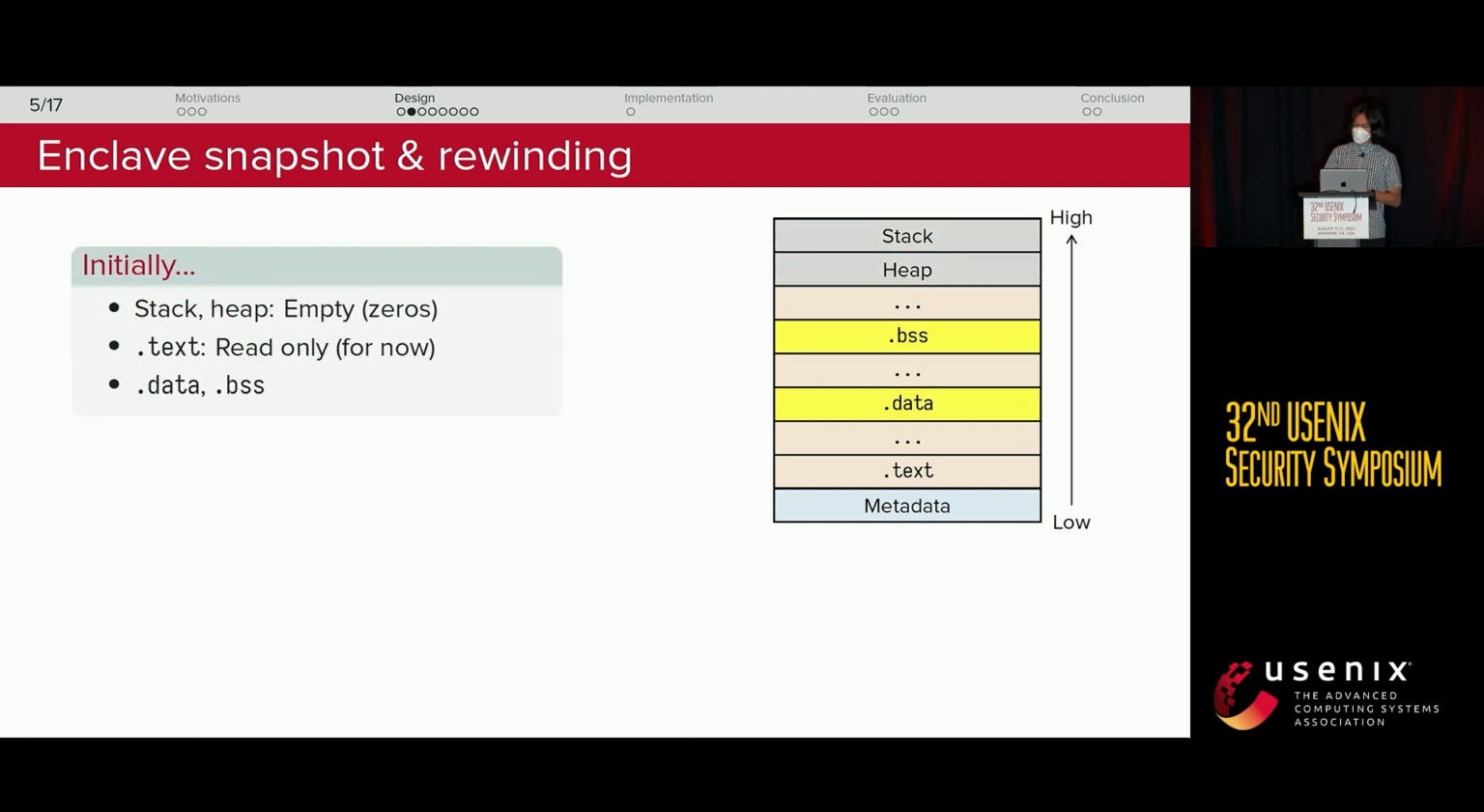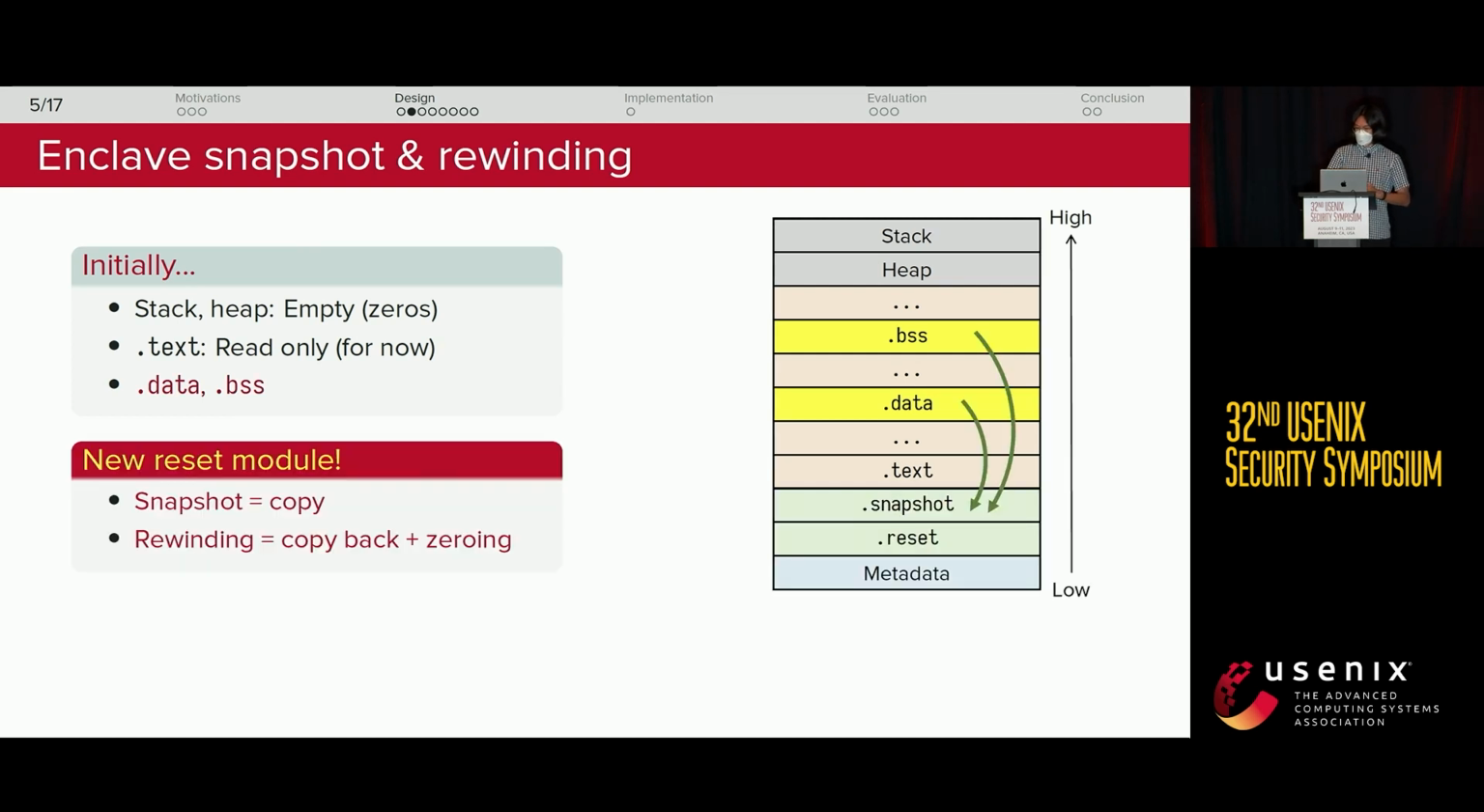So our observation is that at the beginning, when the enclave is just deployed, the stack and heap are actually empty, so they're just zeros. And the .text part, which is about the code of the runtime, is read-only. And the .data and .bss segments actually contain the real data that we need to back up. So we propose a new reset module that adds 2 new segments that copy these 2 segments as the snapshot. And the rewinding is relatively simple. You just copy them back and zero out the stack and heap, so the enclave will be back to its original state.